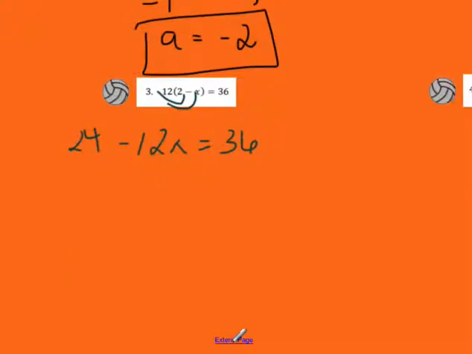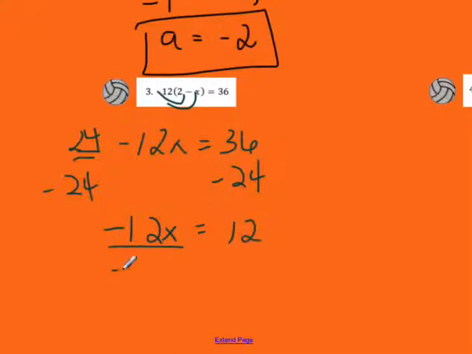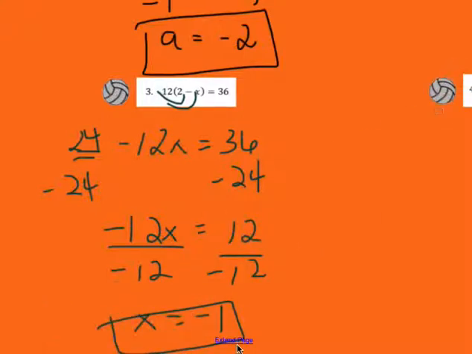So first thing I want to do is bring this 24 over to the other side. Since there's no sign in front of it, that means it's a positive 24. So I'm going to go ahead and subtract 24 from both sides. Here I get a negative 12x. 36 minus 24 is going to give me 12. Now that negative 12 is being multiplied by the x, so I'm going to divide both sides by a negative 12. Well, 12 divided by a negative 12 is going to give me negative 1. So here I get that x is equal to negative 1.